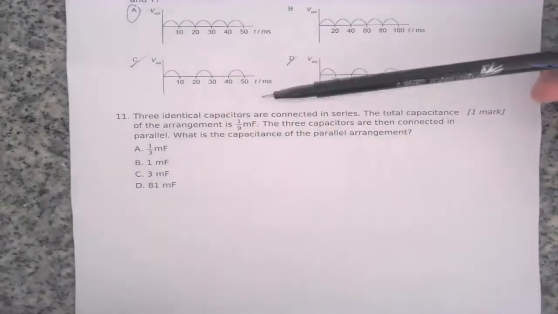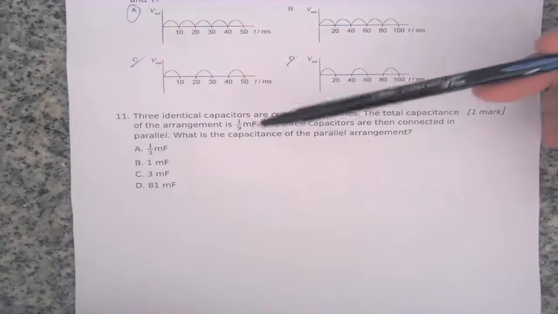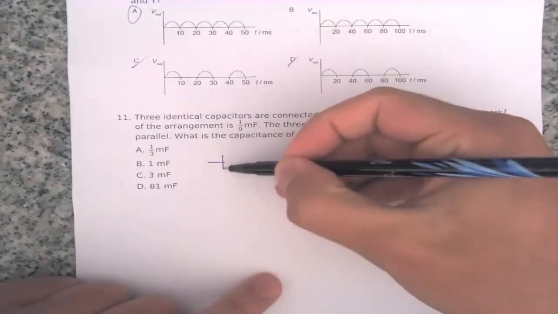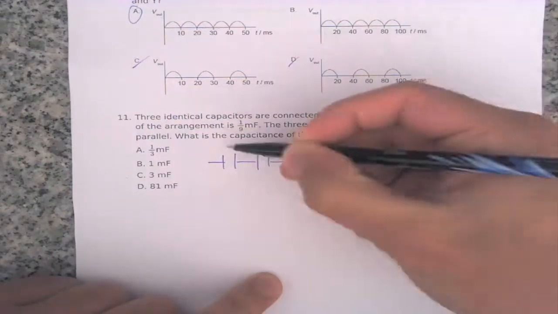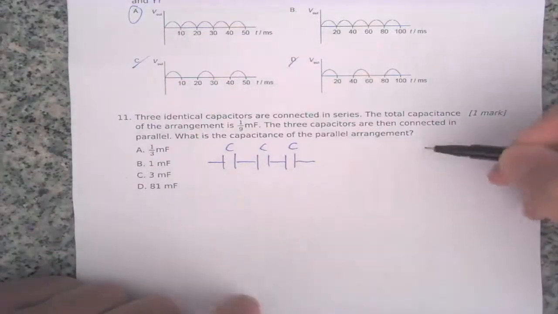Number 11. 3 identical capacitors are connected in series. The total capacitance of the arrangement is 1/9 millifarad. The 3 capacitors are then connected in parallel. What is the capacitance of the parallel arrangement? So let's see what we have here. First of all, we have 3 capacitors in series, identical ones, so they have the same capacitance C. And then we arrange them in parallel.